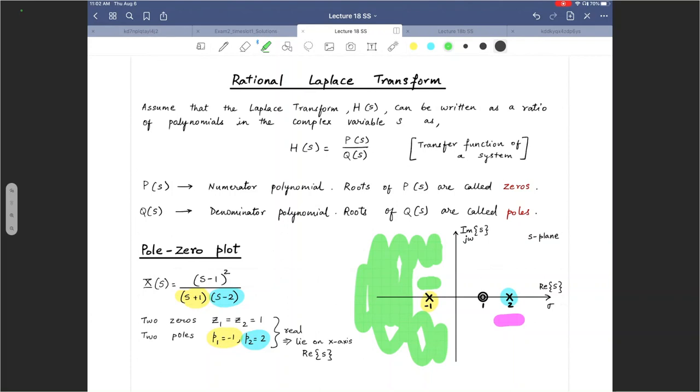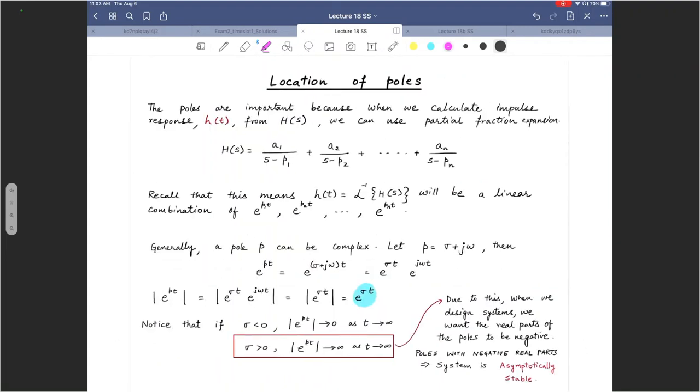I just need to be away from the j omega axis. On the j omega axis, something else happens. We'll talk about that. But I know for sure that if you go to the right side, you are in danger. You want to avoid poles on the right half of the plane. So that's asymptotically stable behavior. That's good. You want to be in the negative half of the S plane.